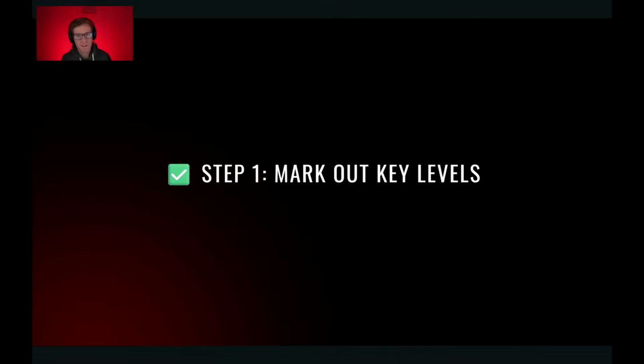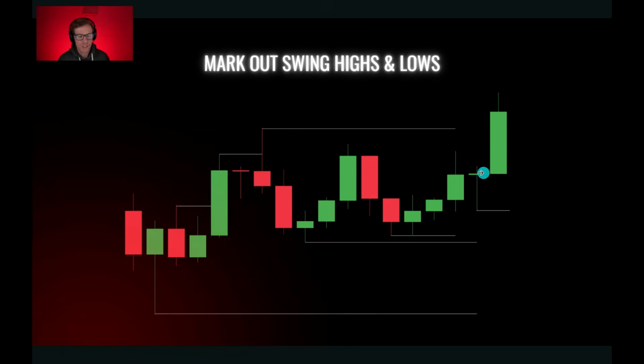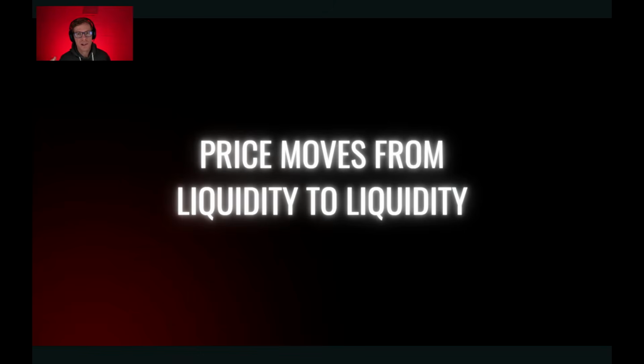Step number one, you want to mark out your key levels. These key levels can include swing high or swing low points. So if you can find a swing low or a swing high in the market, you're going to mark out these levels, and these are going to be liquidity levels where you wait for price to come to. So open your chart and mark out the extreme highs and the extreme lows. These are the places where you can find resting pools of liquidity and excellent places to look for entries. Price always moves from liquidity to liquidity.